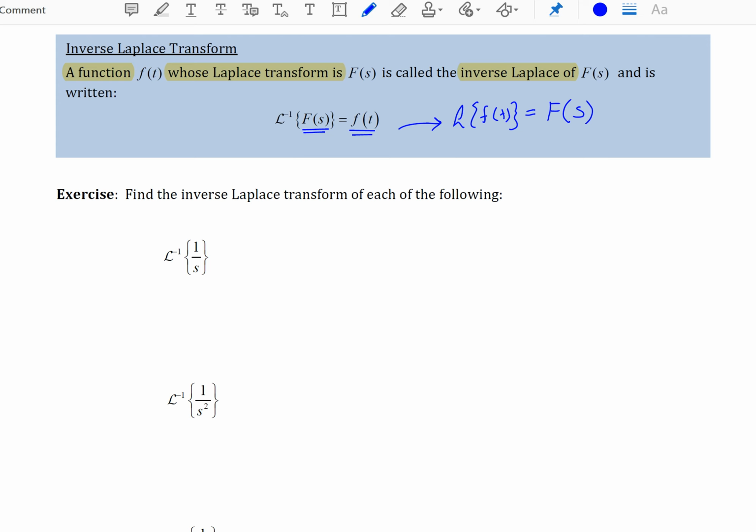Let's look at a couple of simple ones to get started. Let's find the inverse Laplace transform of each function. Now the inverse Laplace transform of 1 over s. This is one of the Laplace transforms that we did together. The inverse Laplace of 1 over s is just 1. Why? Well, it's because the Laplace of 1 is 1 over s.